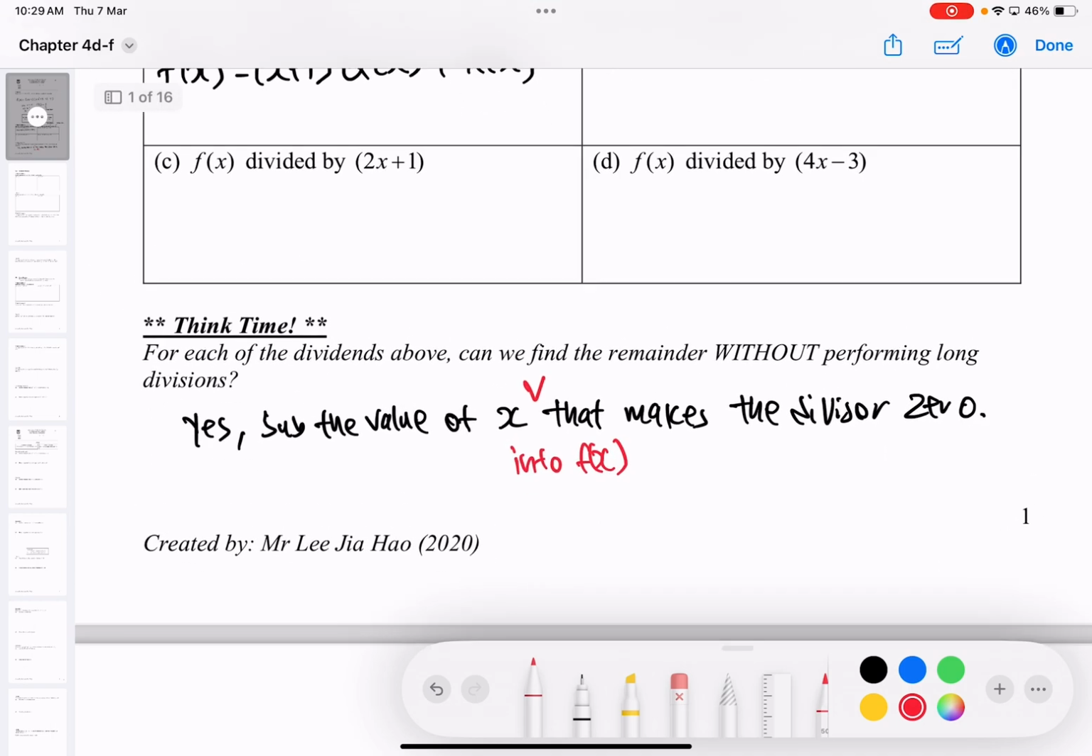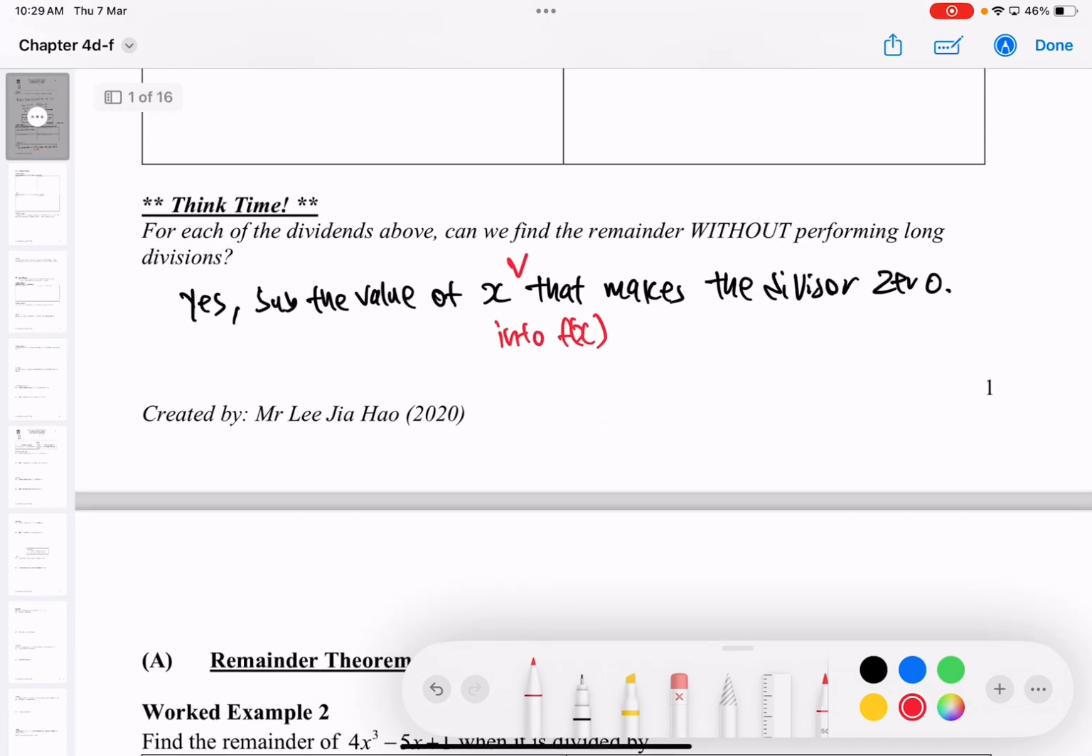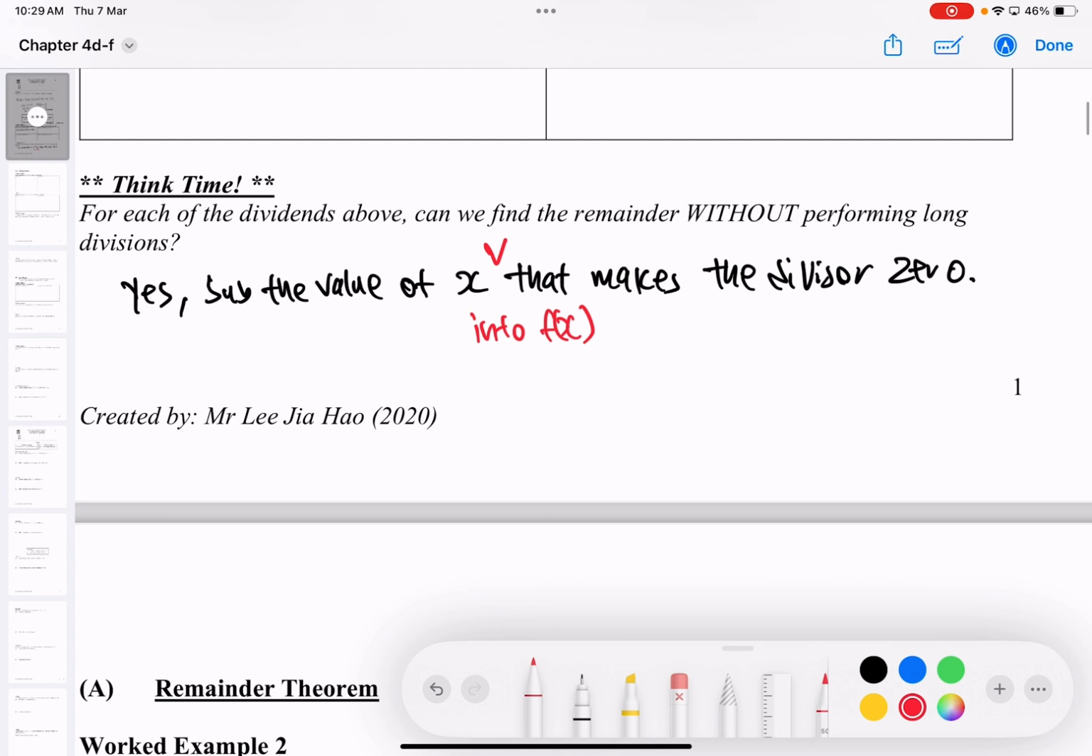Okay, so I hope you remember this thing. We're going to do some examples later on, and I'll show you it's really, really very quick and very, very fast for us to immediately get the remainder out. Okay, tahan a little bit, just a little bit more only.